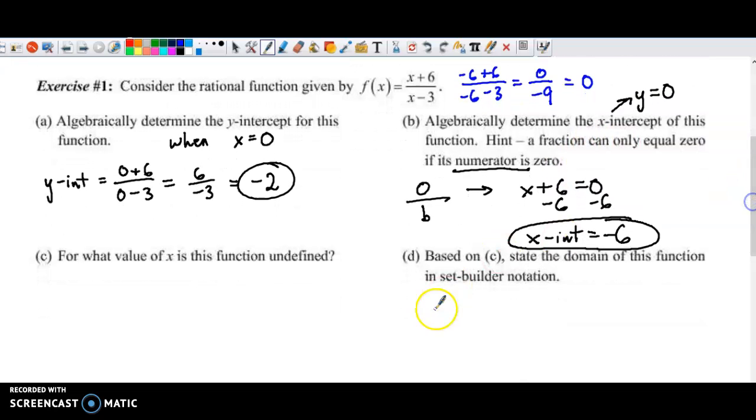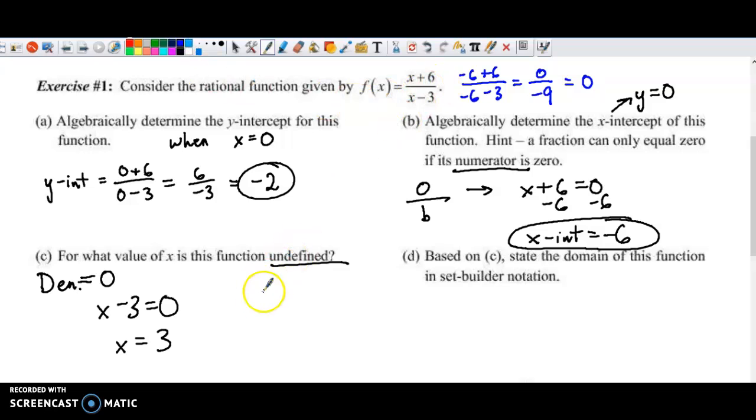Now the next one's a little bit trickier, but you might have been thinking about it already. If you have an undefined value, it's setting the denominator, I'll just write denominator, set equal to 0. So that would be x minus 3, that's what's on the bottom up here. And if you add 3 over, it will be x equals 3. And again, you can confirm that that's right.